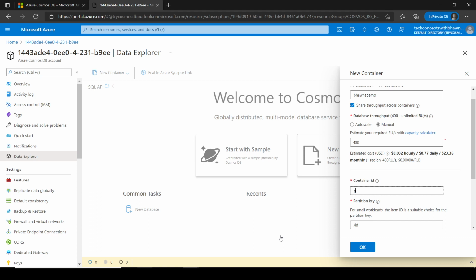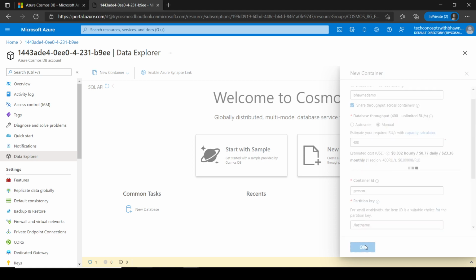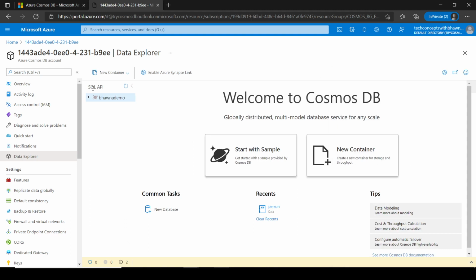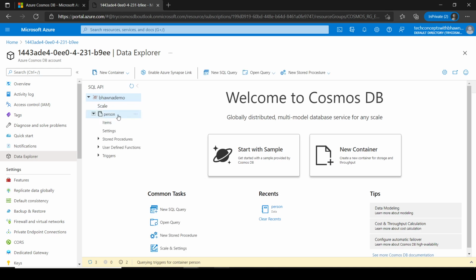So now let's name my table, which is the container, as person, and let's keep the partition key as ID itself. And okay, let's not keep it as ID. To explain you in a better way, I'd use last name. So it is taking a little time to create a container, which is a table named person with the partition key of last name. So guys, here we are. Now you can see the database Bhavna Demo which we created and the container named person.